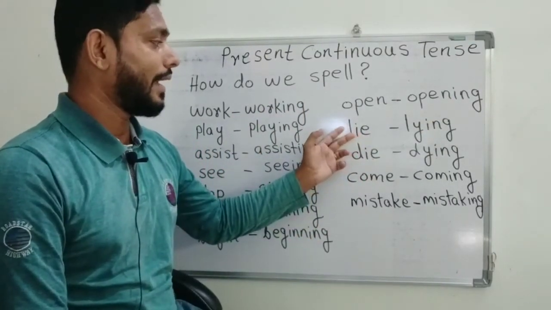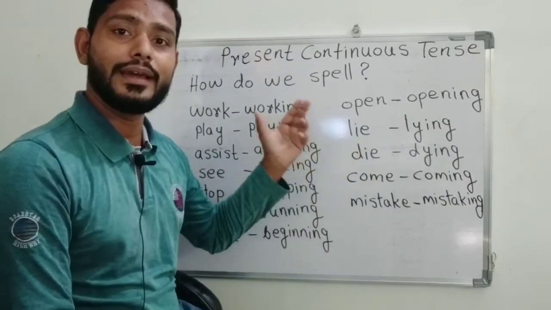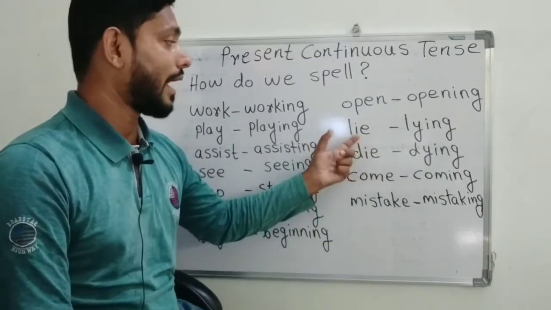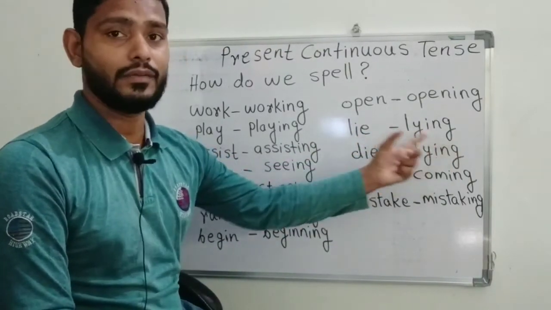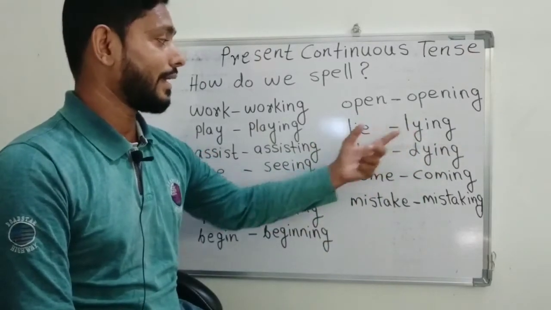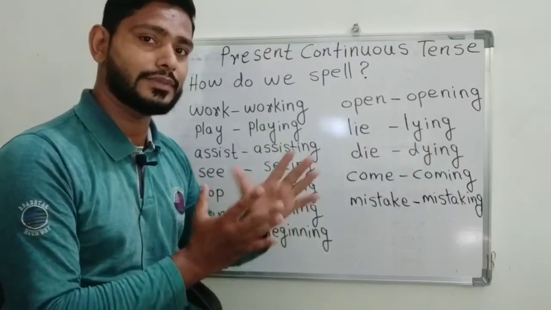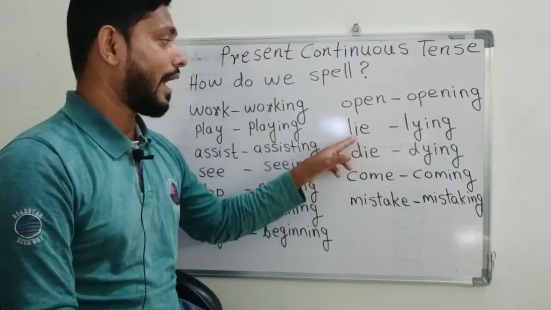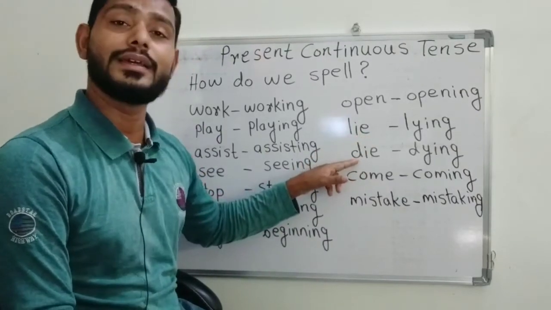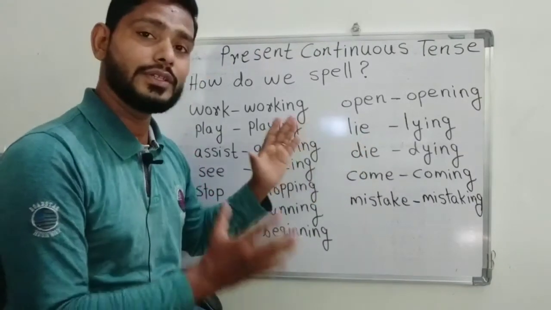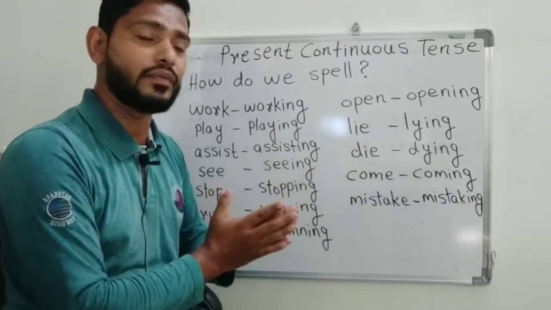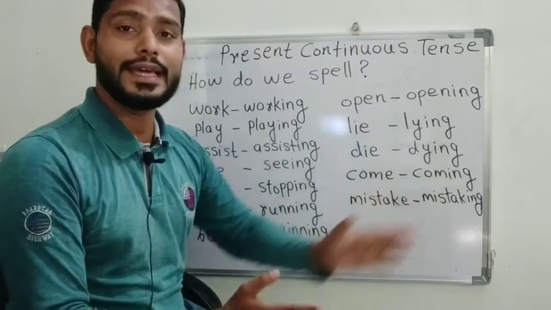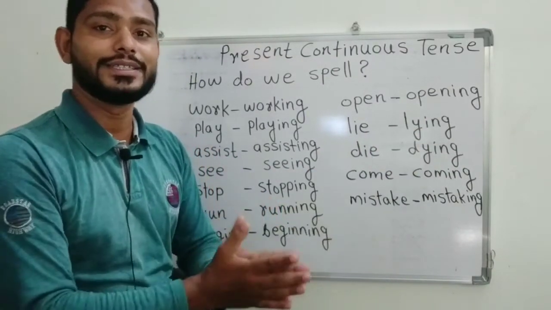So here, lie, die: when a base verb ends with ie, replace that ie with ying. Lie, lying, die, dying. Hope it is clear to you. I'll explain once more. Lie, the base verb ends with ie. Die, the base verb ends with ie. If it is so, we have to change it into the ing form by replacing ie with ying. Hope it's very easy for you to understand.